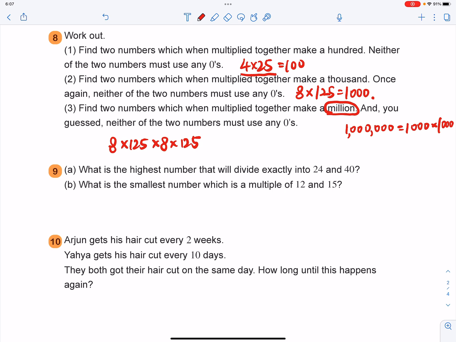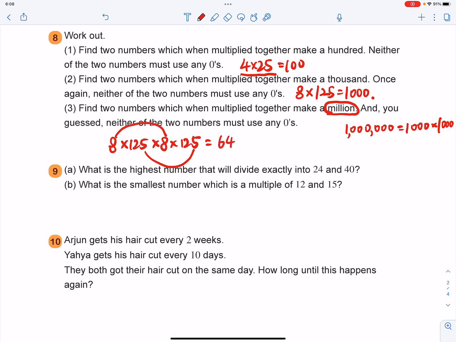But you want to get two numbers. So we're going to put 8 and 8 together. That cannot produce any zeros. And if you multiply 125 and 125 together, it cannot produce any zeros. So that's the answer. 8 times 8 is 64.